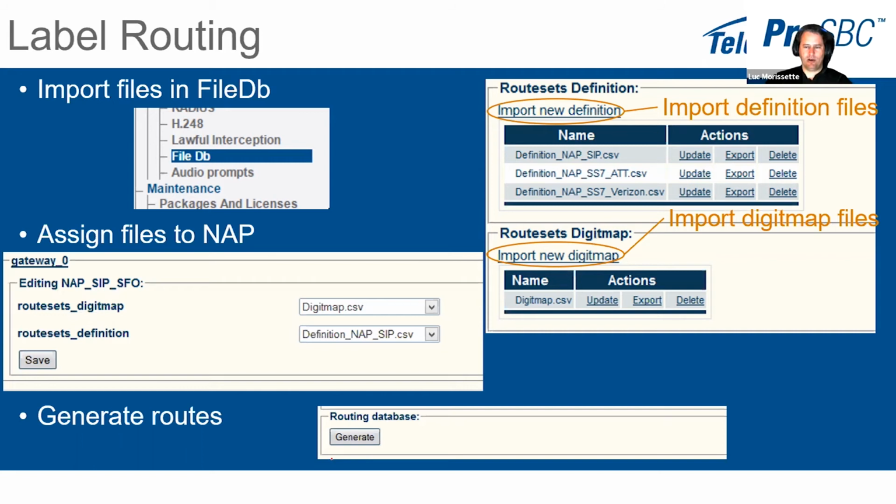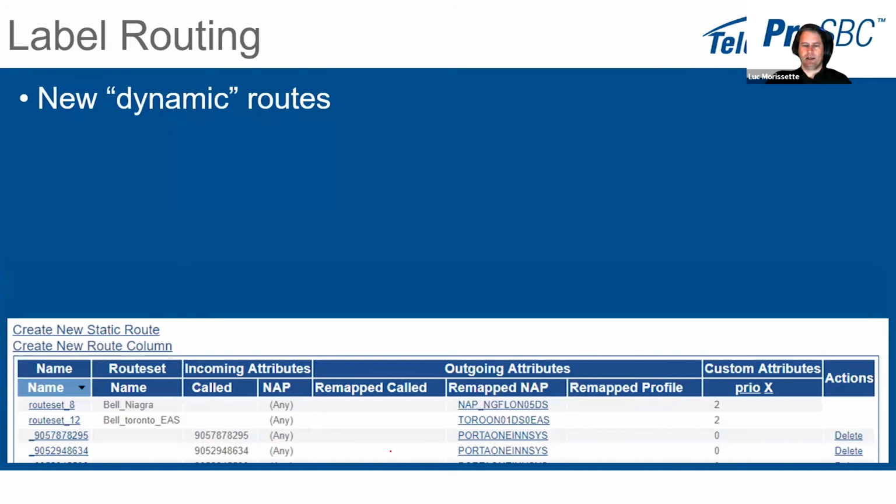Once you have done this and generated a routing database, it will give you additional routes in the routing table. So you can go back to the routing table and you will see that there's new information that will have been created, and it will have your label name here being shown in the static routing table. And they're actually called dynamic routes here. Dynamic, not because they change, but because they were pre-generated in the system.